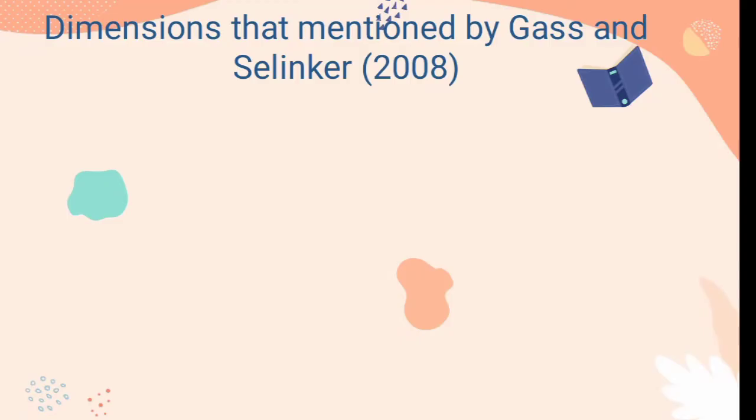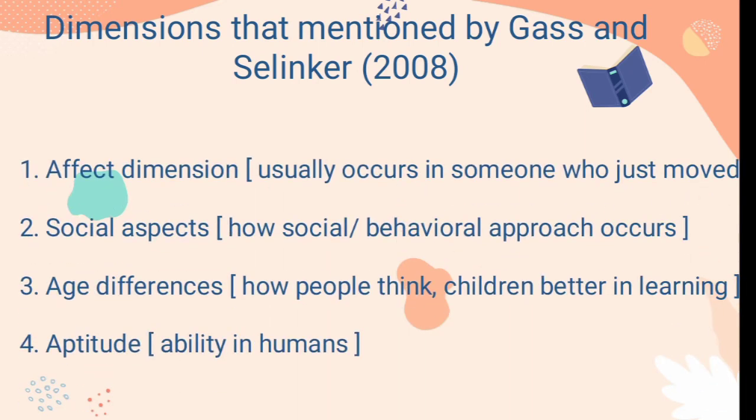Gass and Selinker also mentioned some dimensions which affect the language learning or acquisition process positively or negatively. Those are, first, the affect dimension, which usually occurs in someone who just moved from a place that has a different culture. Second is the social aspect. This is about the social and behavioral approach that occurs between two very different cultures.